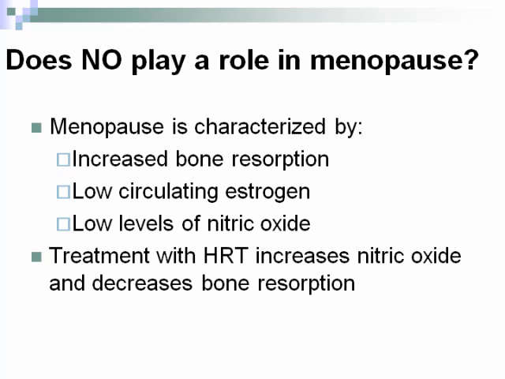Well, what about menopause? Does nitric oxide play a role in menopause? Well, menopause is characterized by increased bone resorption, low circulating estrogen, and low levels of nitric oxide. We also know that treatment with hormone replacement therapy, or HRT, increases nitric oxide levels and decreases bone resorption.